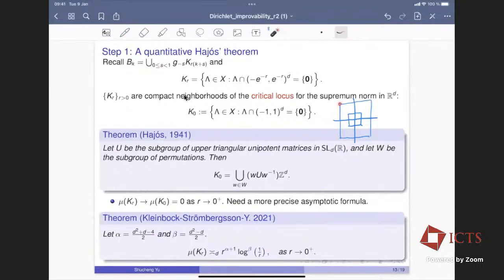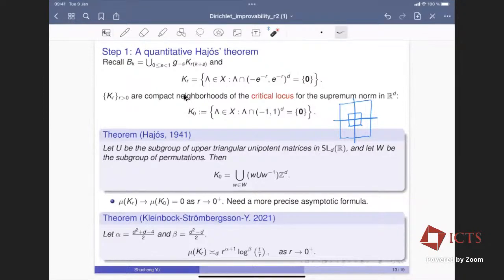there will be one critical point, the exact moment where you can still have lattices avoiding the cube, but as long as you enlarge this cube a little bit, suddenly you have no lattices satisfying this property. This moment is exactly when the cube is this double unit cube. And that's why it's called the critical locus for the supernorm.